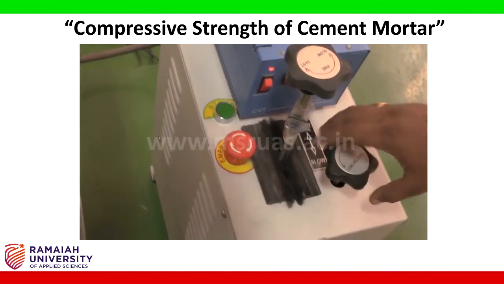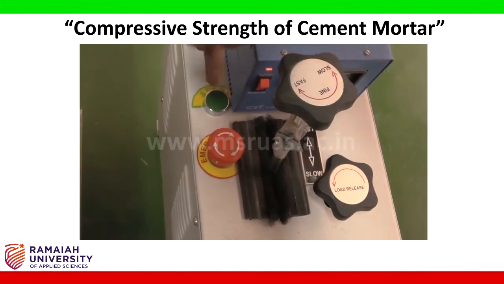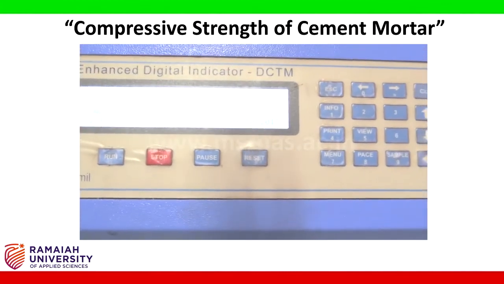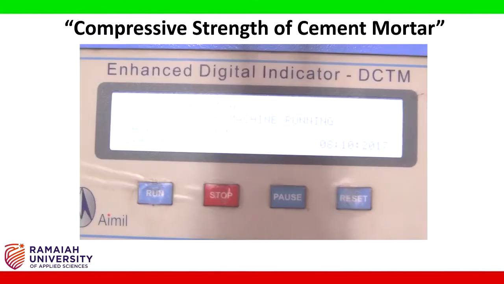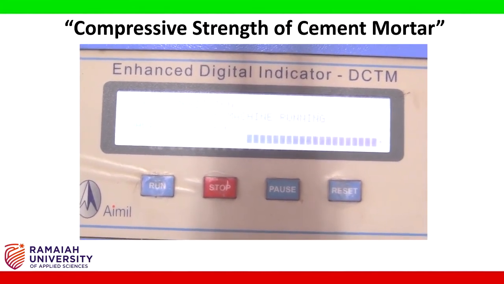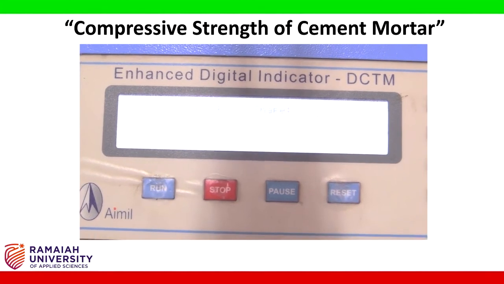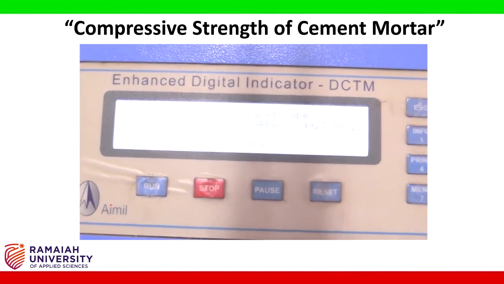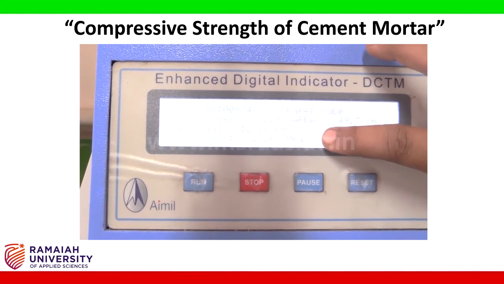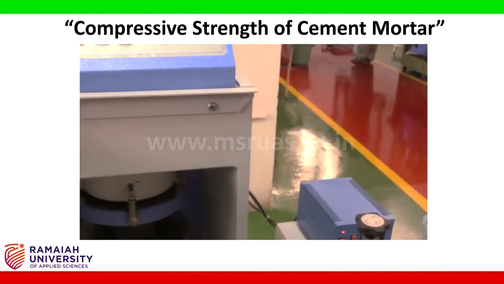Before running, make sure that your load release valve is locked completely and your emergency button is released. Give a start command to your hydraulic jack and run the setup. It gives indication that the sample is broken. It is going to give you a peak load. As I gave the area earlier, it is going to directly calculate the peak stress.